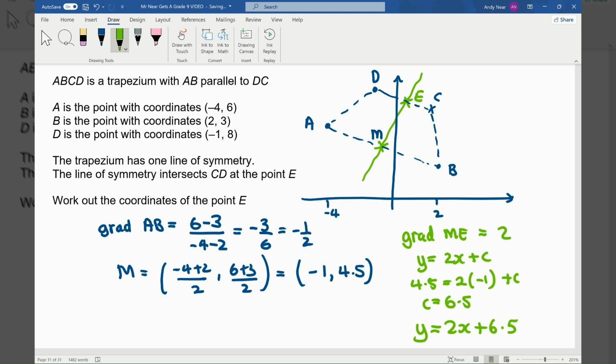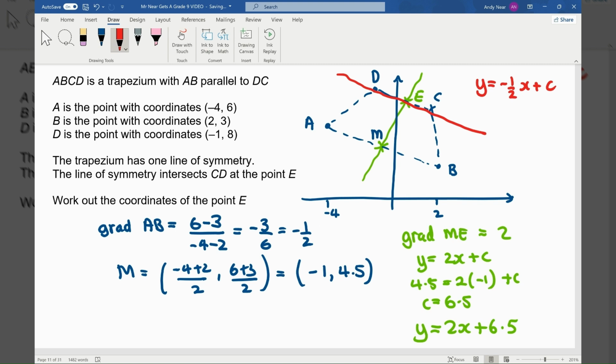Now, E is a point on that line. E is also a point on this line shown in red. So the red line is the line that goes through D and C, but will also go through E. This line is parallel to AB. So the red line is going to have an equation of y equals -1/2x plus something, because it's parallel to AB, which has a gradient of -1/2.